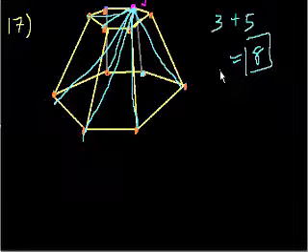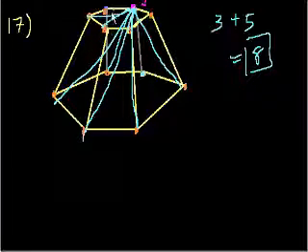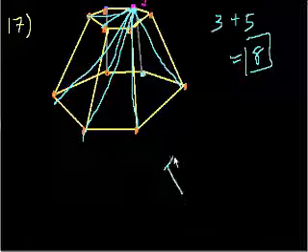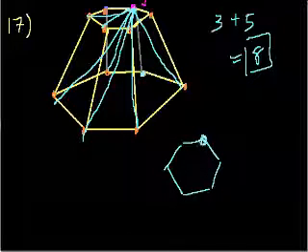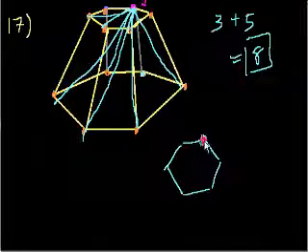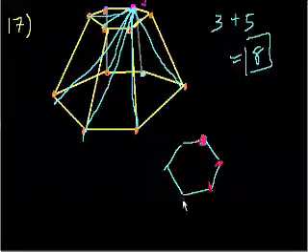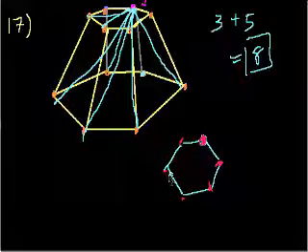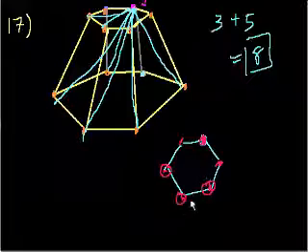And you could have done that even without drawing it. There are 2 types of vertices: the ones on the top base and the ones on the bottom base. On the top base, which is a hexagon, and this was our point right here, there are 5 other vertices, 1, 2, 3, 4, 5. But you're connected directly to 2 of them, so there are only going to be 3 that you're not already connected to.